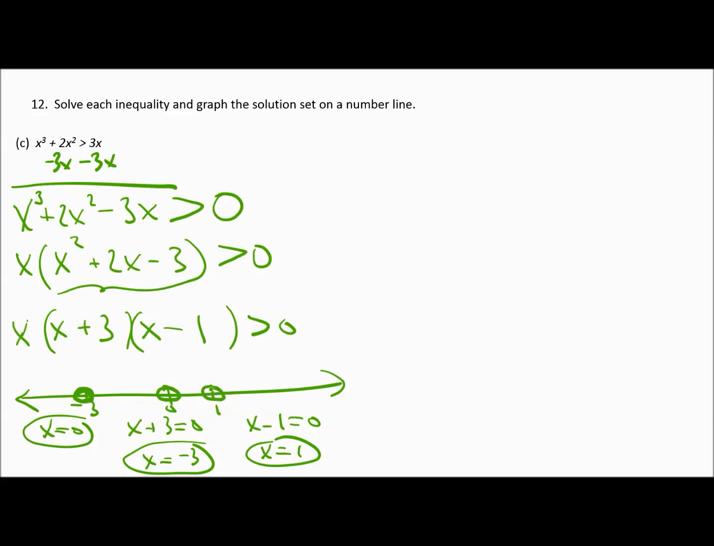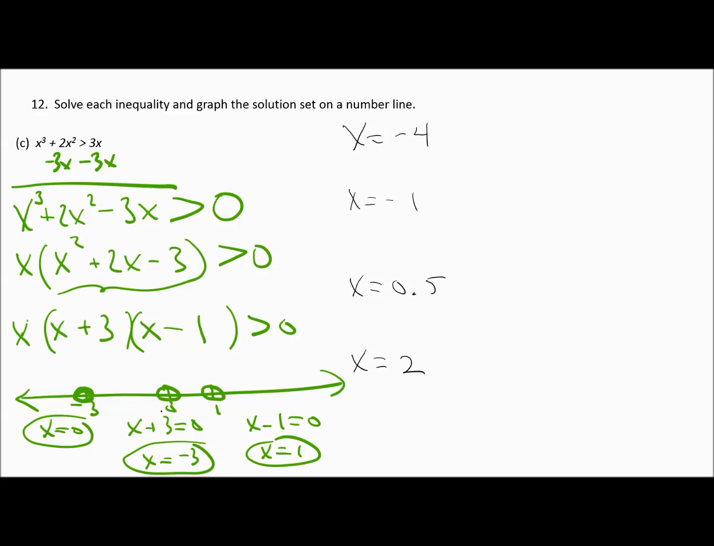Now what we've got to find out is, in between all of these open circles, do we shade or do we not shade? So I have to test points. Like I'm going to pick, for example, x equals negative 4 as a test point because it's to the left of negative 3. Something between negative 3 and 0 might be x equals negative 1. Something between 0 and 1 would be x equals 0.5 or 1/2. And something bigger than 1 would be 2. So I have to test something in all 4 of those pieces.